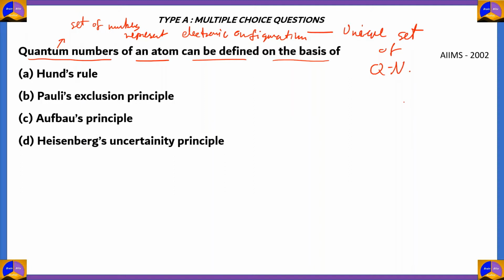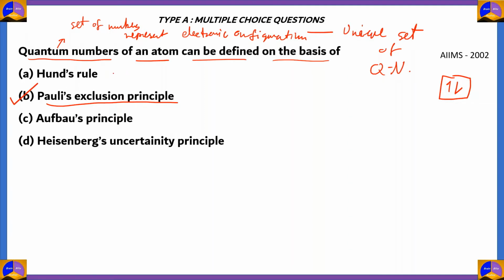Pauli's exclusion principle states that no two electrons will have the same set of quantum numbers. Even the electrons in the same orbital will have opposite spin, so their spin quantum numbers will be different. So quantum numbers of an atom can be defined on the basis of its uniqueness, which is provided by option B, Pauli's exclusion principle.